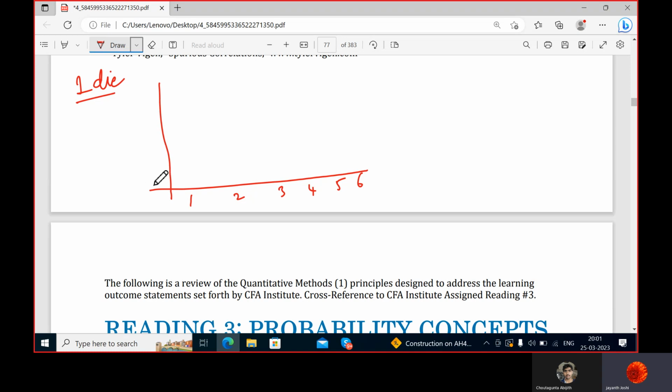So, I see the probability is around 0.16. Let's keep it. 1 by 6 is, I think, 0.16. And your entire data would lie in this, correct? This is a normal distribution.